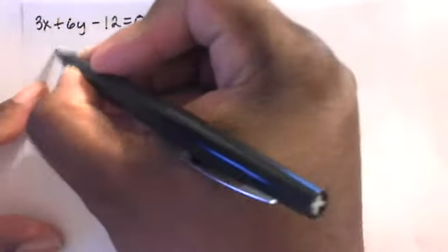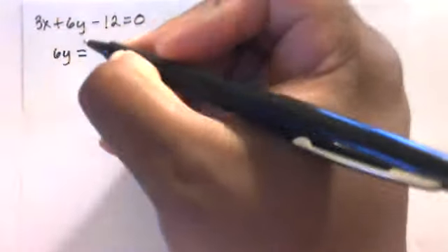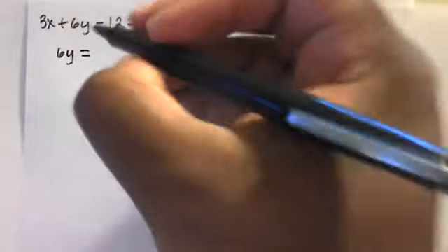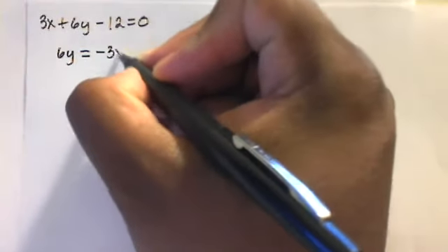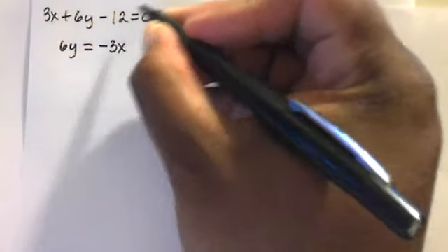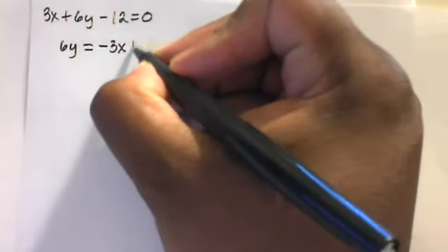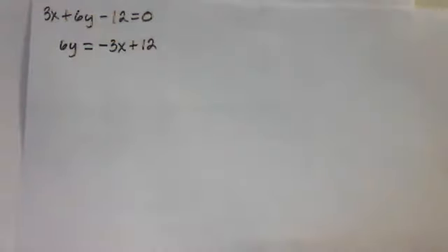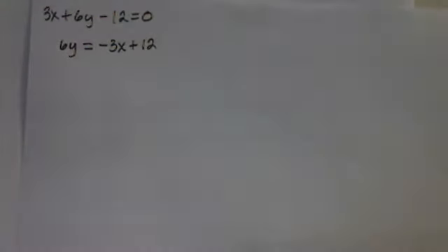All right, the first thing we need to do here is get this y by itself. That means we need to move some terms over to the opposite side. So I'm going to have 6y on the left side, and that's equal to, when I move that 3x over to the opposite side, a negative 3x. And if I move the minus 12 over to the opposite side of the equation, I'm going to have plus 12. So I'm going to have 6y = -3x + 12.